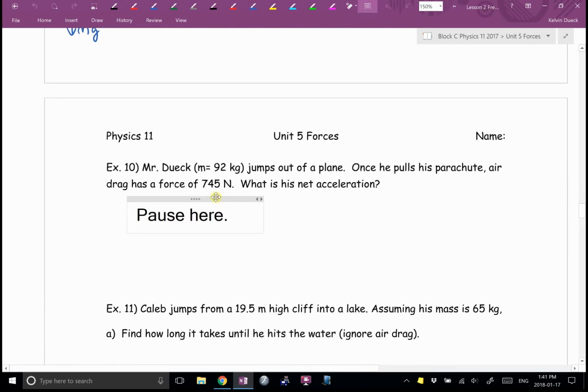We left off, I think, here in example 10. So it says this: Mr. Dewick, 92 kilograms, jumps out of an airplane. Once he pulls his parachute, air drag has a force of 745 newtons. What's his net acceleration?